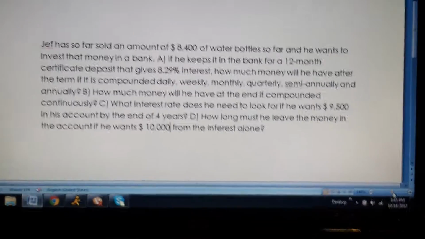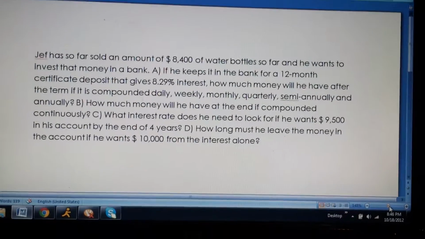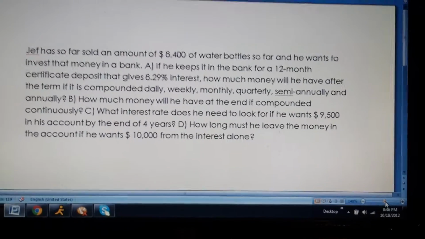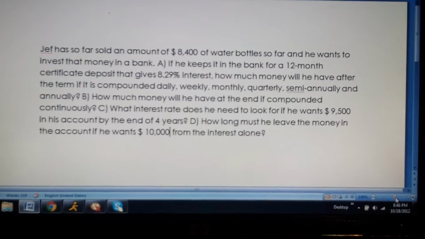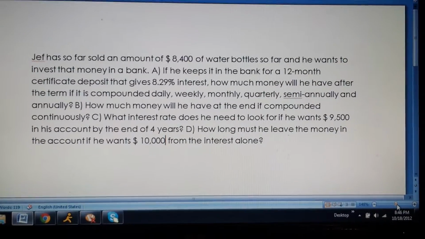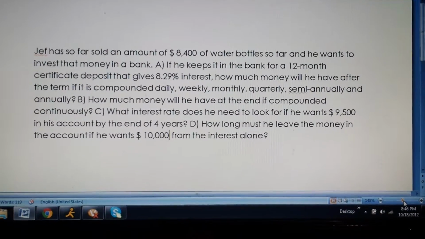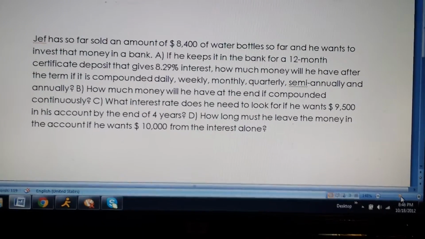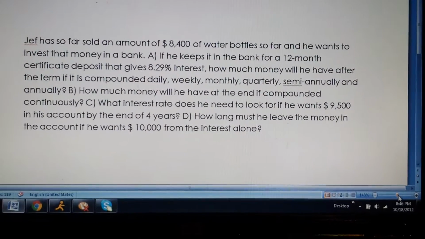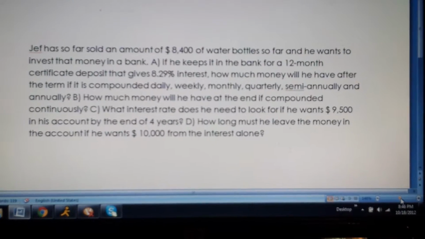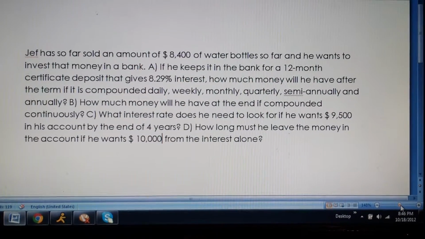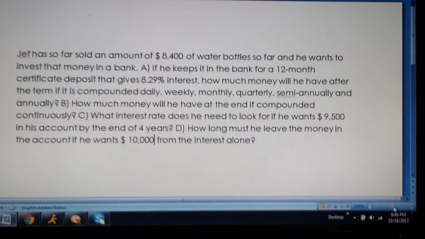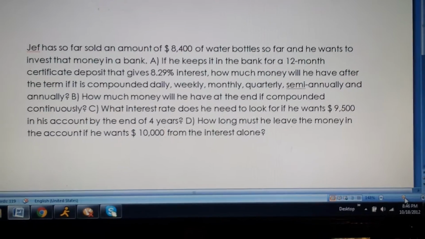This is for my WPP number 6, and it says Jeff has so far sold $8,400 worth of water bottles, and he wants to invest that money in a bank. So if he keeps it in a bank for a 12-month certificate of deposit that gives 8.29% interest, how much money will he have after the term if it is compounded daily, weekly, monthly, quarterly, semi-annually, and annually? How much money will he have at the end if compounded continuously?